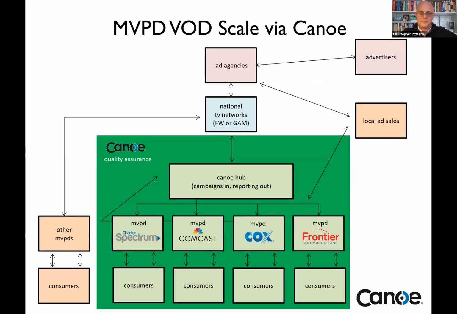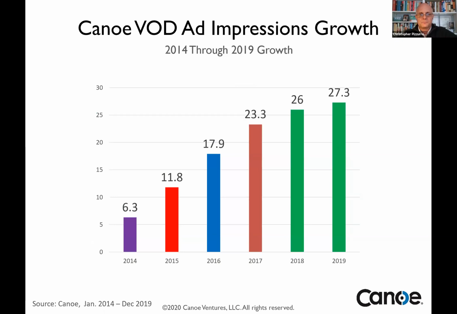So just how that schematically works, you brands that are here, you're talking to your agencies. Let's say they're going to NBC and you're going to do a buy across linear NBC and now Peacock, and also NBC might include MVPD VOD on that buy. And when that campaign goes into Freewheel or Google Ad Manager or whatever their mechanism is, that talks to Canoe, and we make sure that everything, all of your ads are playing out on the platform correctly.